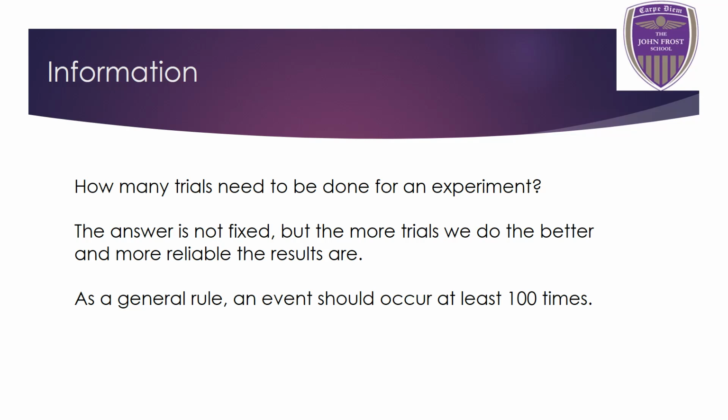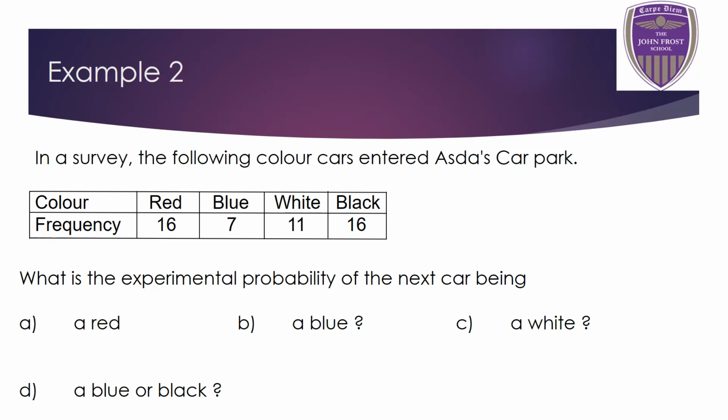So quite often, one of the things that is asked when we're dealing with an experiment is how many times do we need to do the experiment before we're happy with the outcomes? Well, the true answer to that is there isn't a fixed number of trials, but what we say is that the more trials we do in an experiment, the better and the more reliable our results are likely to be. So as a general rule, I would say that an event that occurs at least 100 times would provide enough evidence to see whether the outcomes are fair or whether they're biased in any way. Anything less than that, really, we need to be doing the experiment more often.